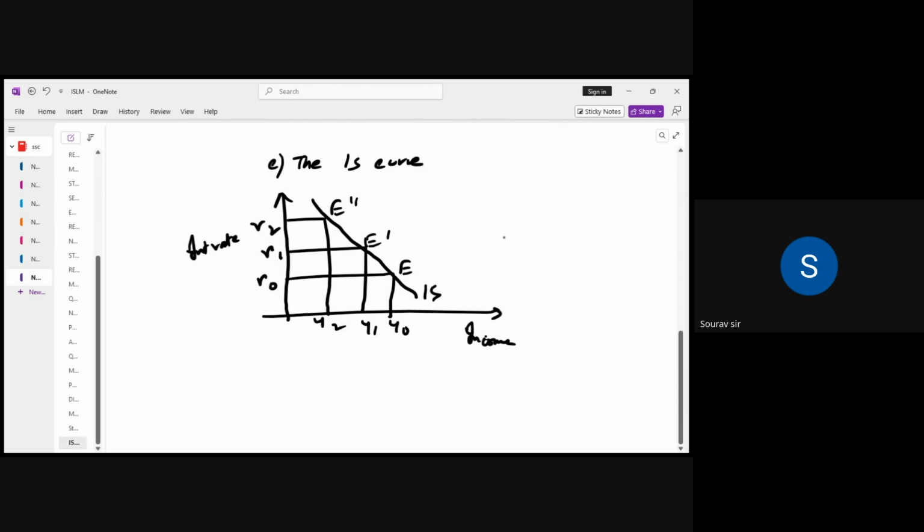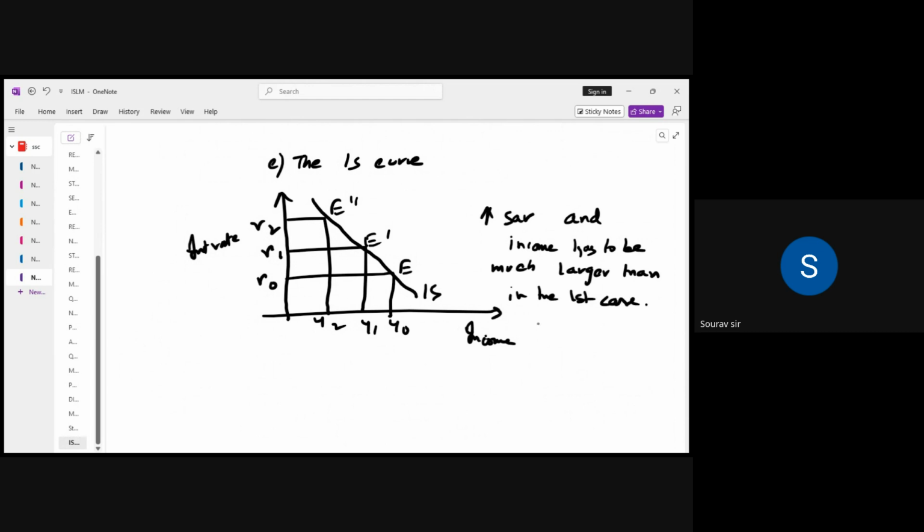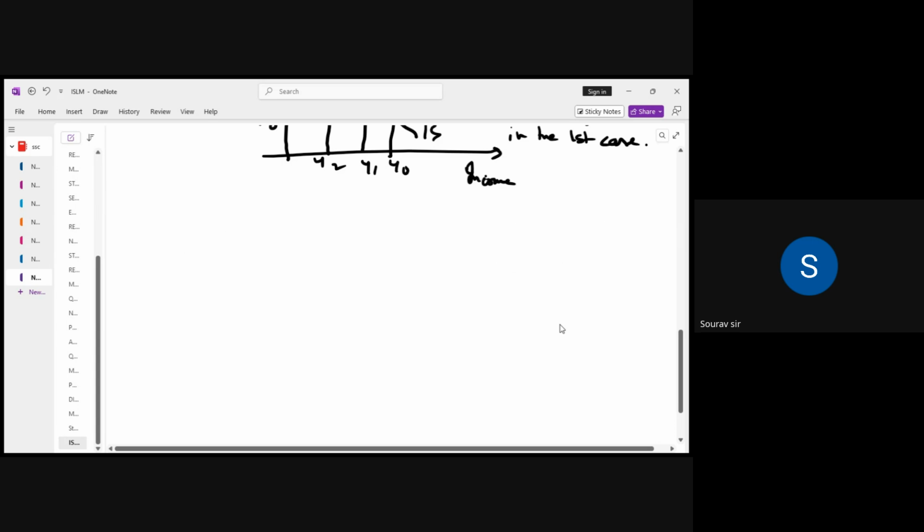So from this we can see, with an increase in saving, income has to be much larger than in the first case. In this case, the IS curve will be relatively flat. This is one. I started with this. For those who join now, like I told, there are some factors which determine the slope of the IS curve. Two things are there, like the relative effectiveness of stabilization policy, those are monetary policy and fiscal policy.